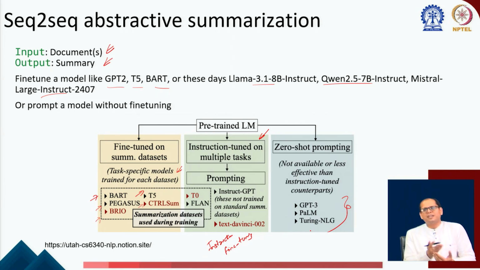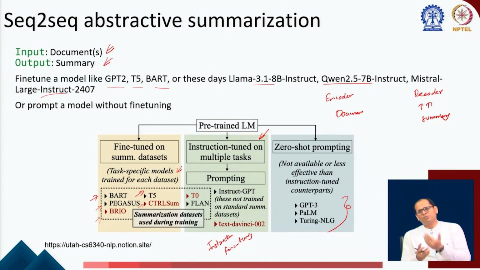Like, how do you use BART? You will feed the document. You have the encoder, and the decoder is already pre-trained. I will feed the document into the encoder, and the decoder will start generating the summary. I can fine tune my BART model's weights for the summarization task if I need, and then use it for summarization. Same thing I will do for T5, or Pegasus for that matter.